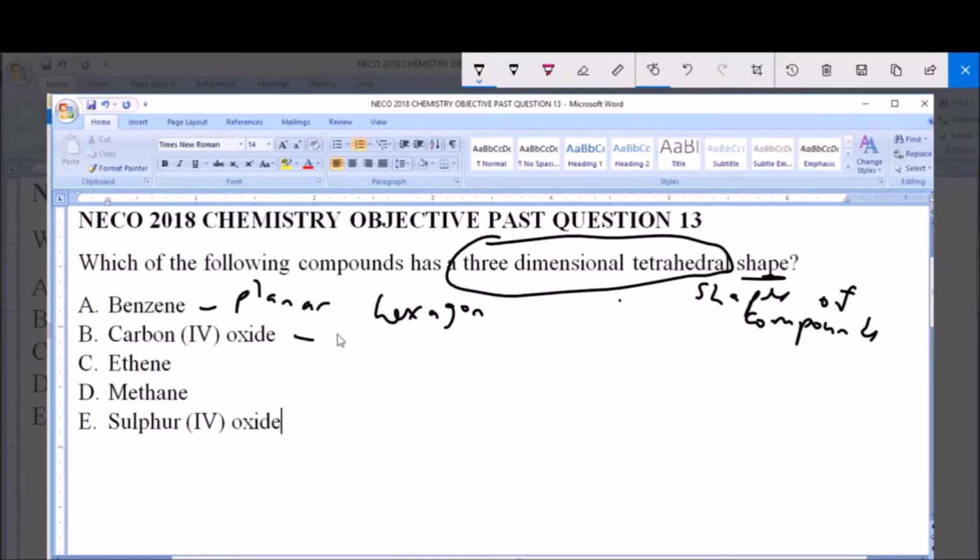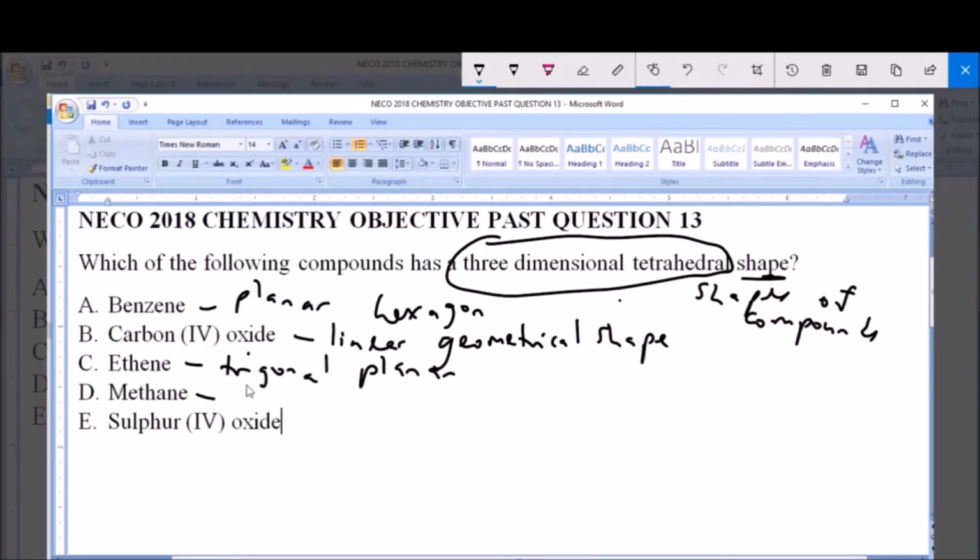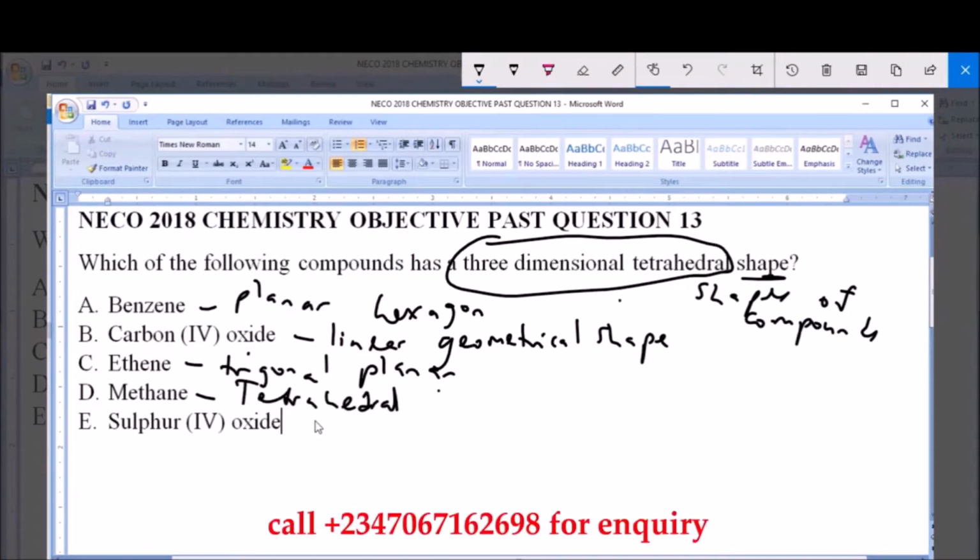Now, carbon(IV) oxide has a linear geometrical shape. So its structure is arranged sort of like in a straight line, hence the name, the linear geometrical shape. Ethene is trigonal planar in shape. Methane is tetrahedral in shape. And then sulfur(IV) oxide is dihedral in shape.